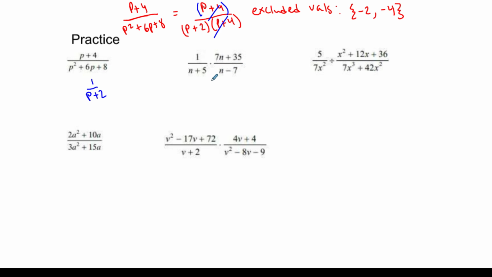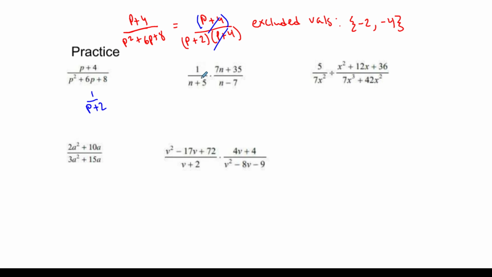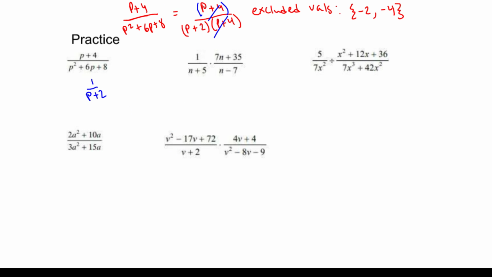All right, let's try this one down here. So the first thing I want to do is factor. It looks like on the top I can factor an a, and they're both even, so I can factor 2a out of both. So I'm going to take 2a out of the top. What am I left with? a plus 5.